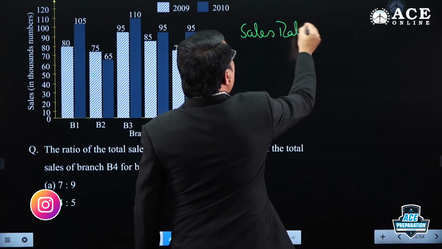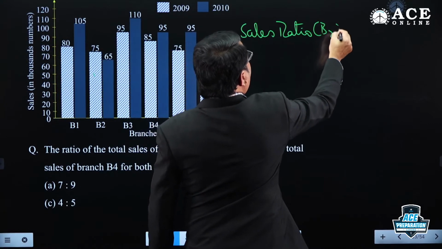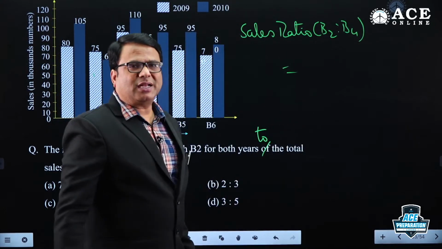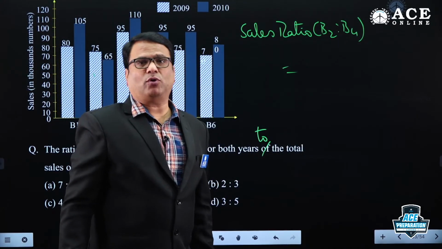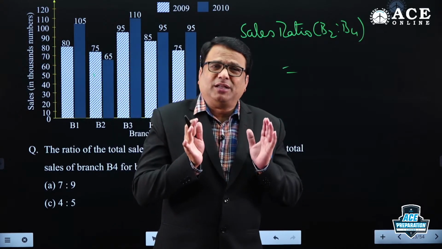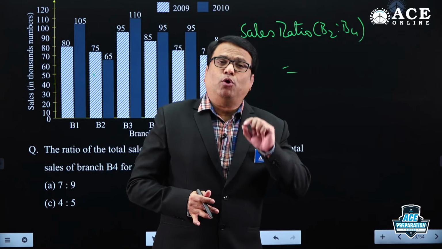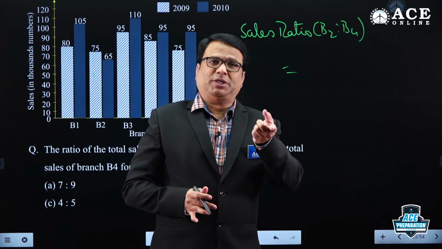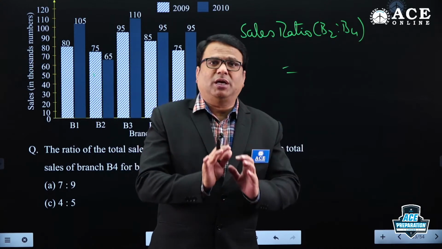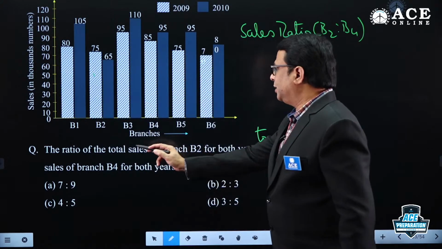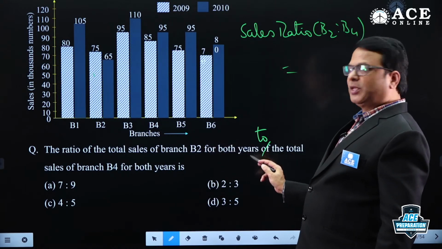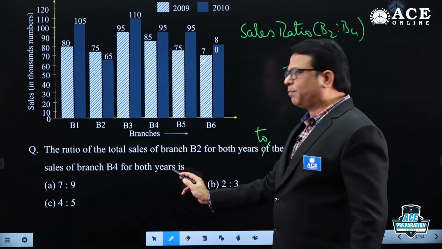We are asked to find the sales ratio of B2 and B4. It is also given that when you are finding the ratio, you have to take both the years into consideration. When you are counting sales, you have to take both the years. See here, ratio of total sales of branch B2 for both years. Similarly for B4 also, both years.